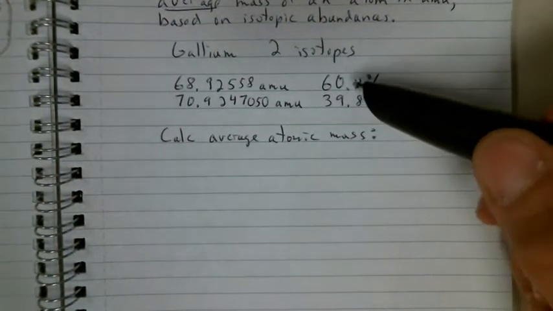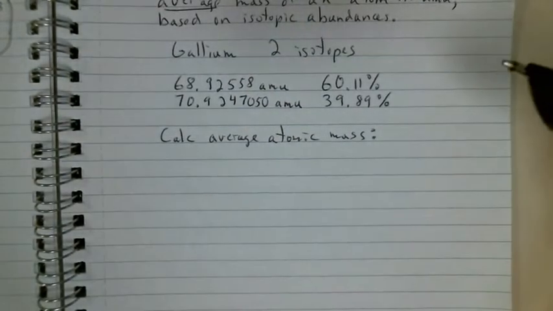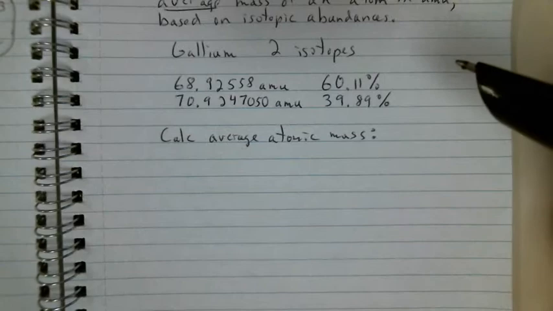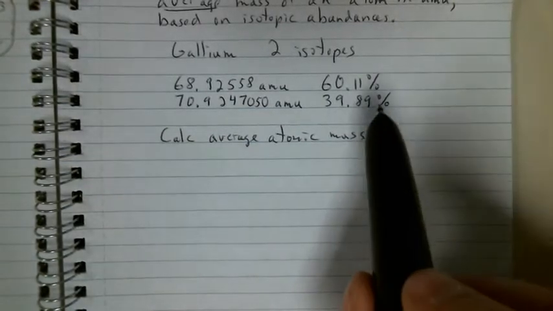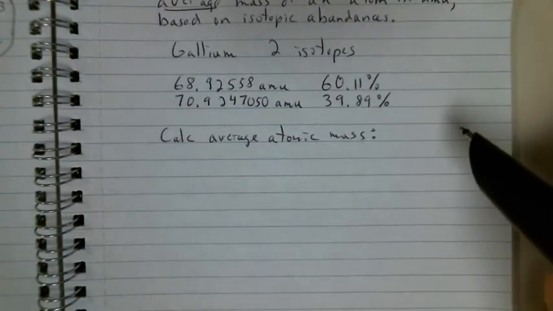So obviously, if it was 50% of each, we just add these up and divide by 2 and we get the average, right? But it's not. There's 60% of this one, and so we have to factor that in somehow.